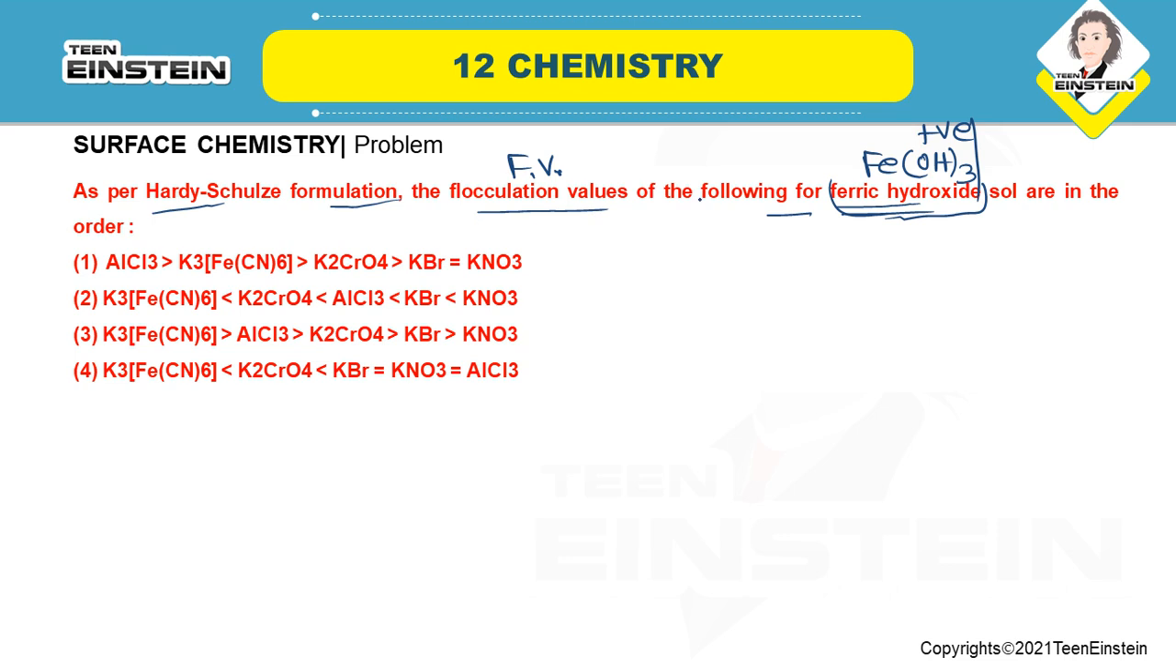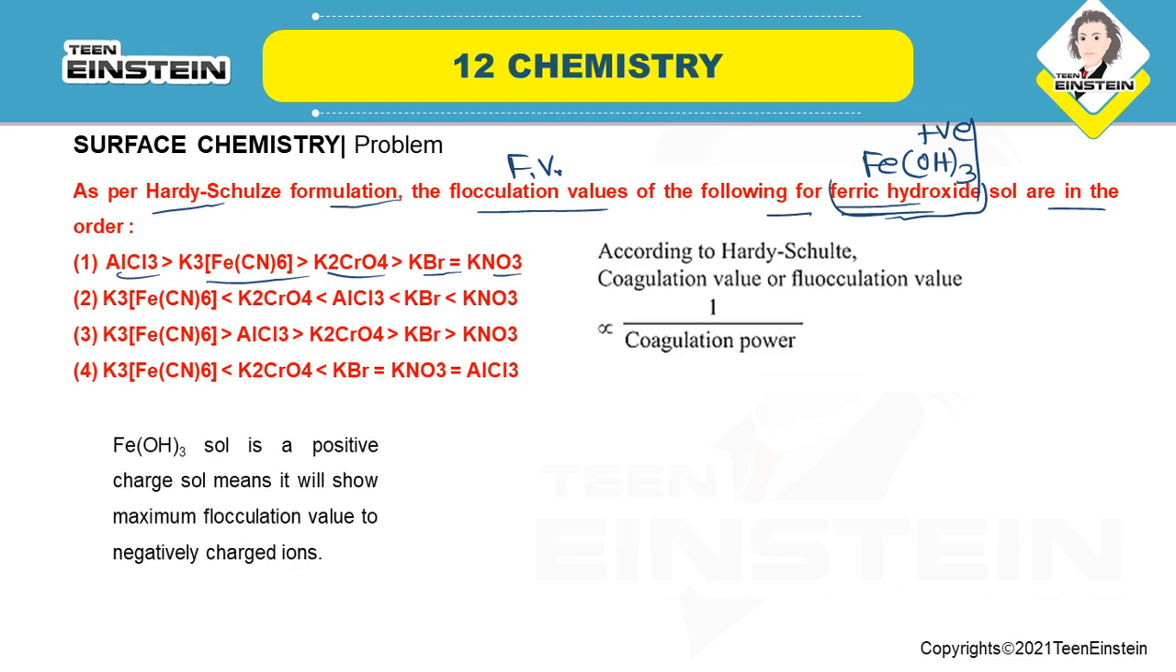So for the flocculation values of the following five electrolytes for Fe(OH)3 sol, which order is correct, we have to find out. As we have seen, Fe(OH)3 is positively charged, so it requires negatively charged ions. If you find this line confusing, just leave it; just remember that as it is a positively charged sol, it requires negatively charged ions. Now negatively charged ion means we focus on Fe(CN)6 3-. Why 3-? Because you have 3 potassium ions, so the charge will be 3-.